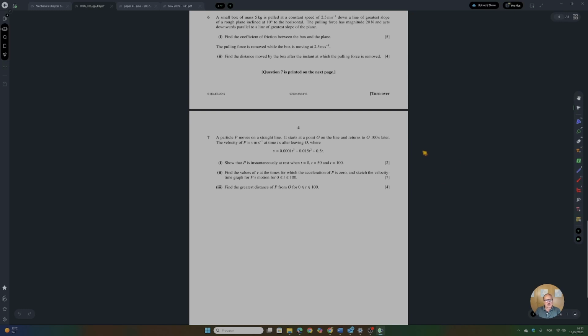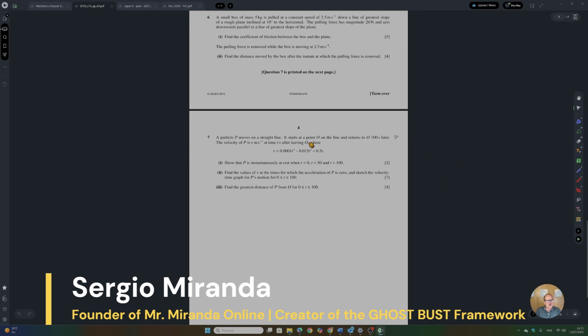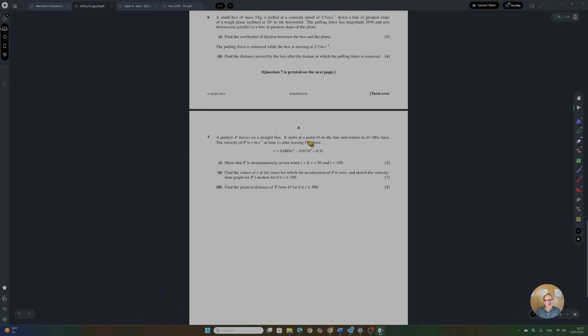Time now to solve some exam questions regarding motion with varying acceleration. The first exam question is from a spring 2015 exam. That's paper 43, question 7. It says, a particle P moves on a straight line. It starts at a point O on the line and returns to O 100 seconds later.